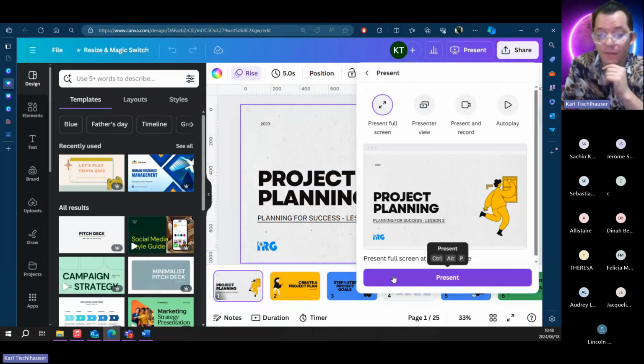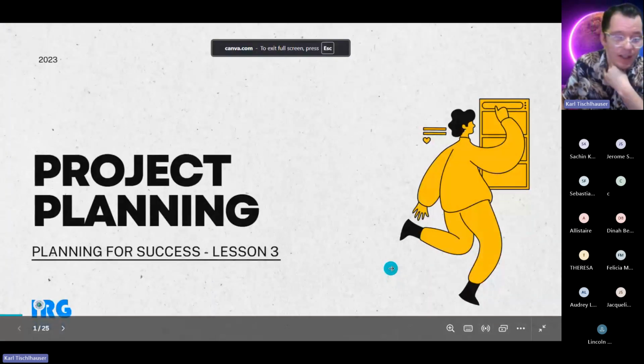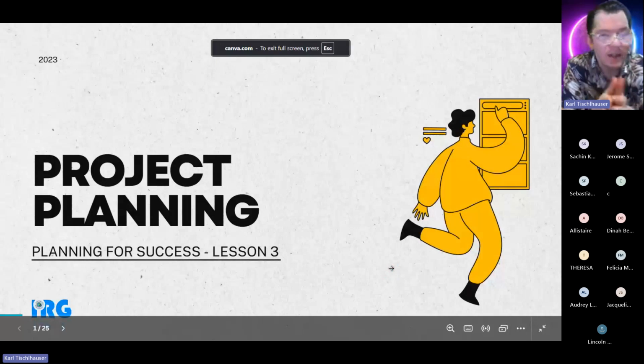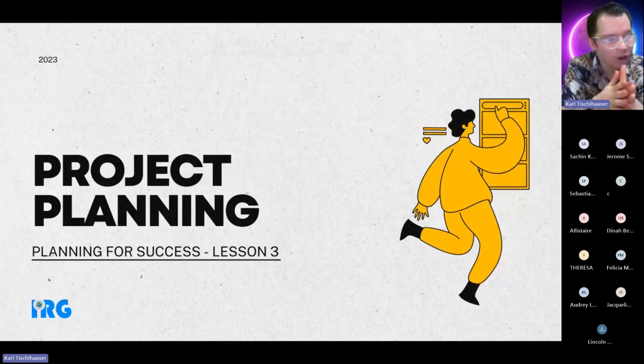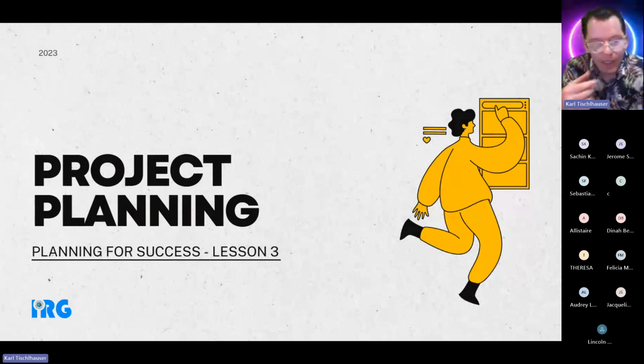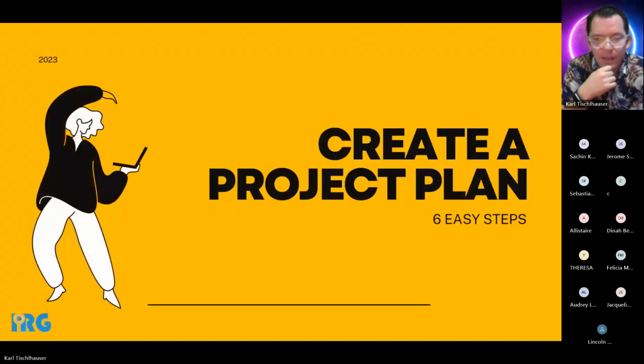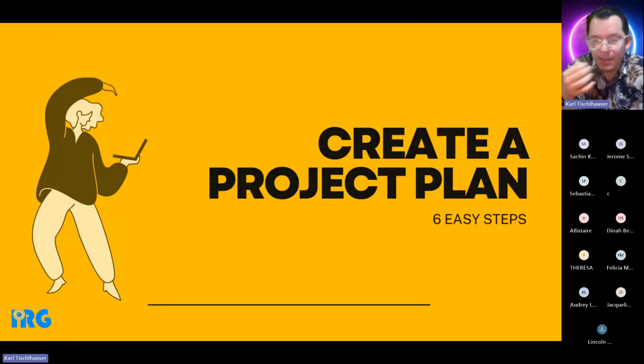Lesson 3 slides are very simple. They're not very difficult. So you'll see that the workbook itself is also not overcomplicated. What they want you to do is create a flow chart for project planning. And what I did is I gave you some steps that you can include in that flow chart. So it's creating that project plan in six easy steps.